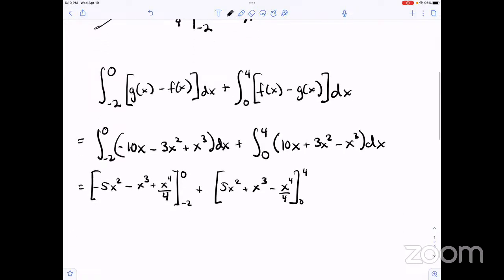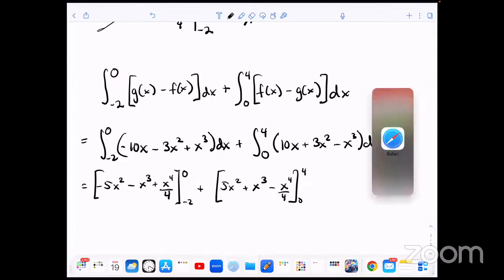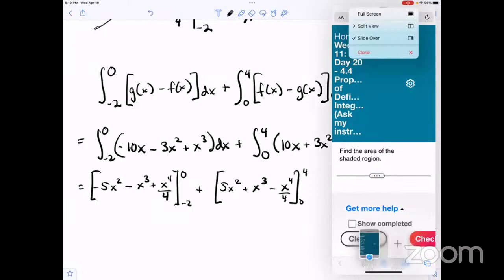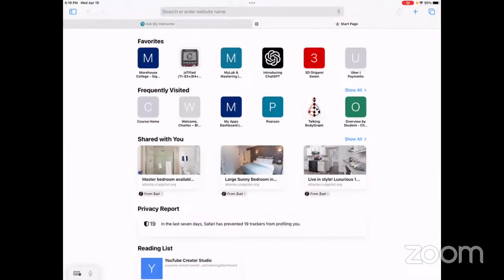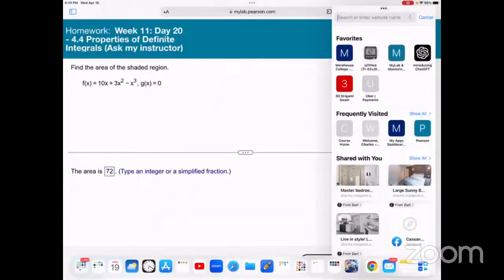So let me check out my calculator one more time. Oh, maybe I lost it because, let's go like this. Full screen. Let's break this one off. Okay, I'm gonna hop back over here.